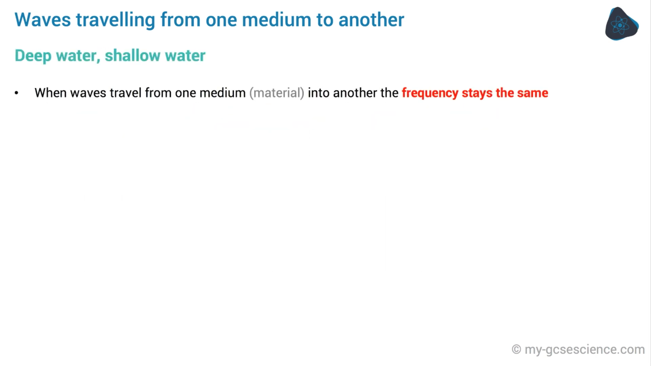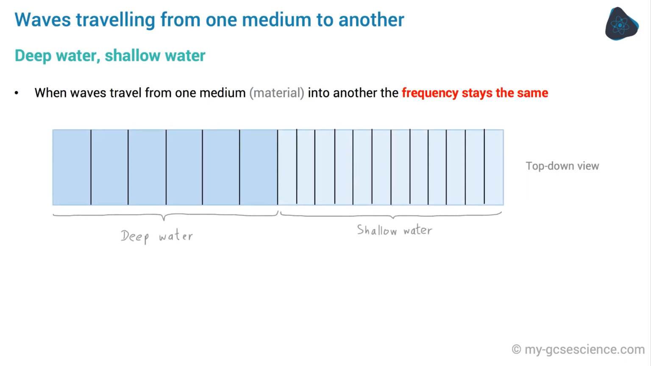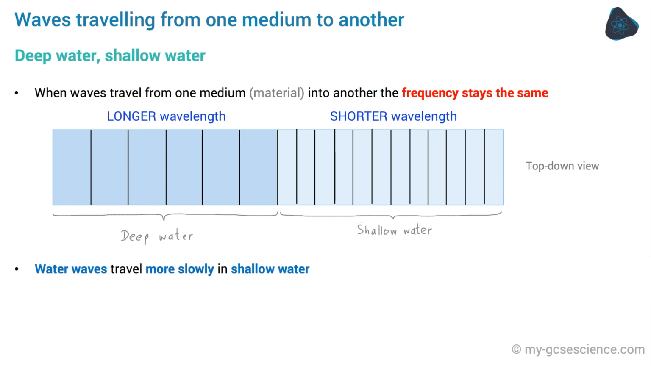When waves travel from one medium into another, their frequency stays the same. Let's look at what happens when a water wave travels from deep water into shallow water. Although the frequency of the waves is the same in the shallow water, we can see that the wavelength is shorter. This is because water waves travel more slowly in shallower water, which causes the wavefronts to bunch up, or in other words, causes the wavelength to decrease.